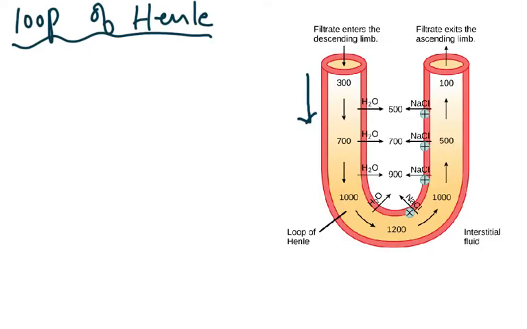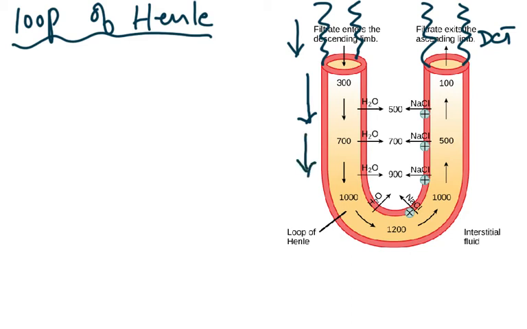Now we come to the function of the loop of Henle. Now in the loop of Henle, as you can see, this is the filtrate. So this would be the PCT here, and this would be how the fluid is flowing down it, and this would be of course the DCT here. Now as you can see, this is the descending limb, and this of course is the ascending limb. And what we need to remember is that the ascending limb is impermeable to water.